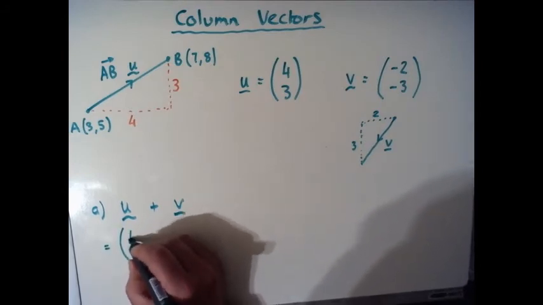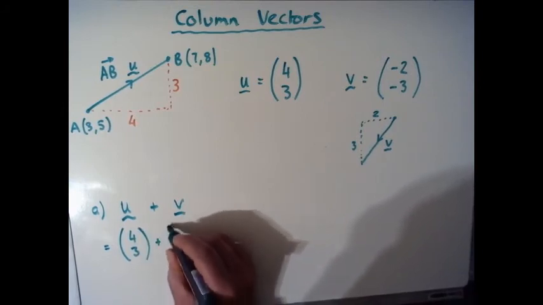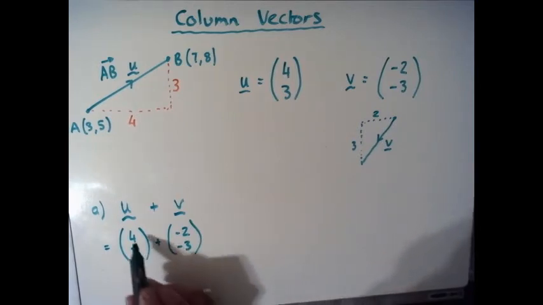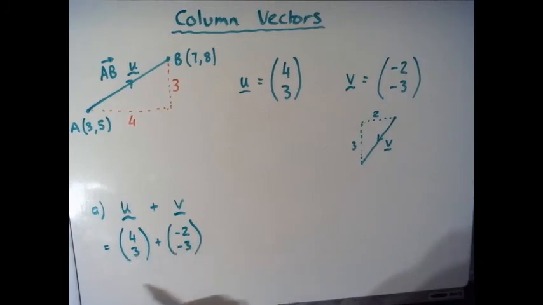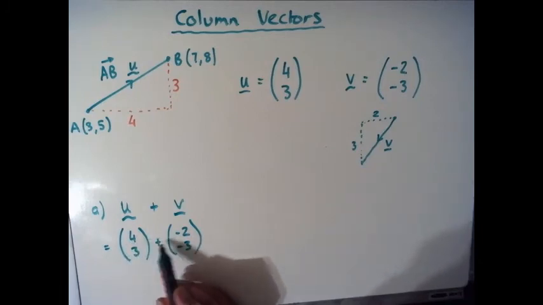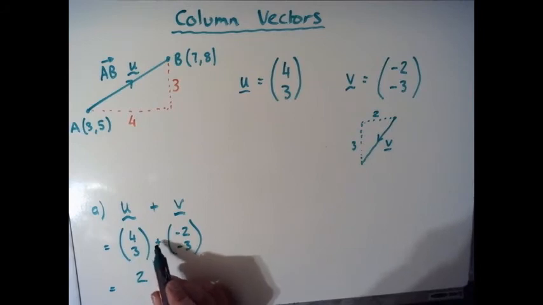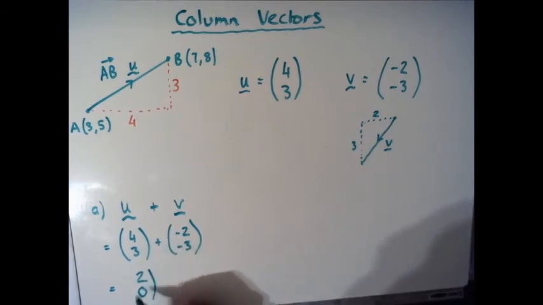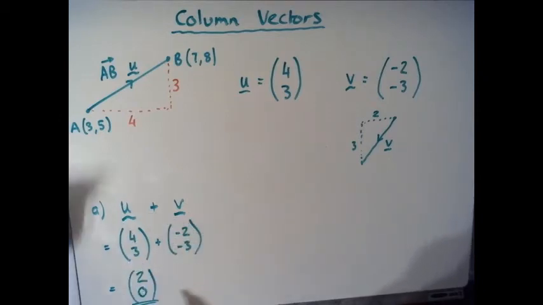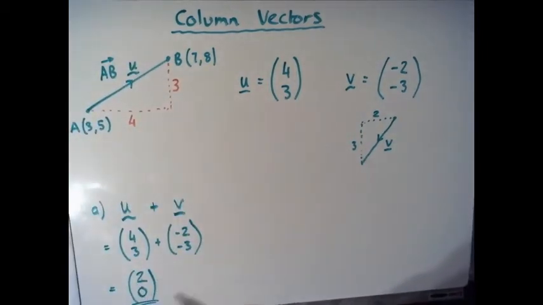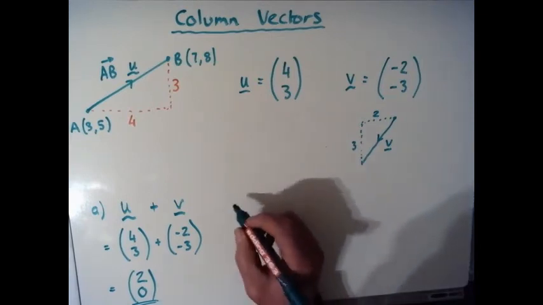So all I'm going to do is write my components of vector u and add to it the components of vector v. And now all I have to do is add my x components and add my y components. So my x components are 4 plus negative 2, which would give me 2, and my y components are 3 plus negative 3, which is 0. And that is what's called the resultant vector u plus v. It means to get from the start point, when I add u to v, I would move along 2 and up 0.